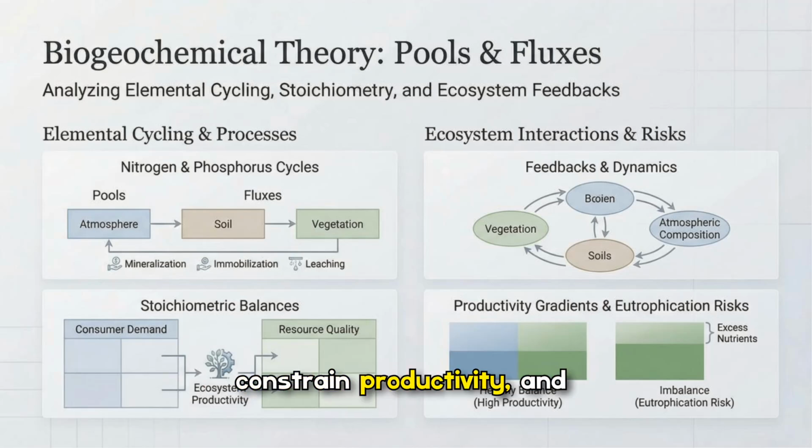Biogeochemical theory focuses on pools and fluxes of elements, like nitrogen and phosphorus, the stoichiometric balances that constrain productivity, and feedbacks between vegetation, soils, and atmosphere. Understanding these cycles helps predict productivity gradients and eutrophication risk when nutrient imbalances arise.